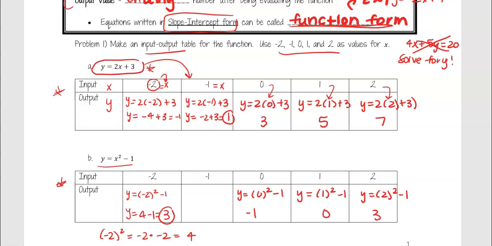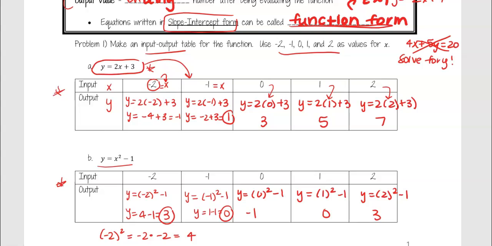Is my output. If negative 1 is my input, I'll input that in for x. Negative 1 squared is 1 minus 1. This gives me 0 is my output. And then I already have these ones done.